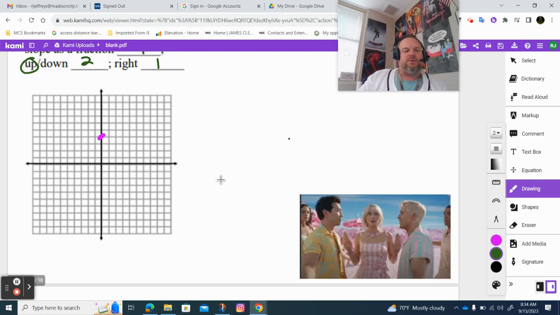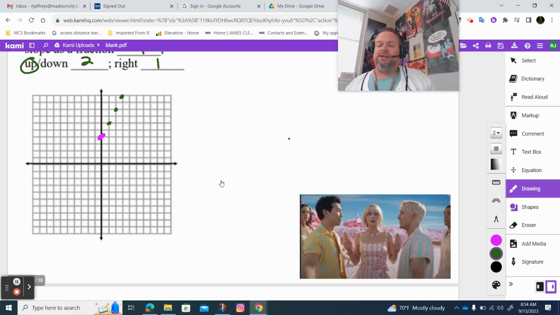So we go from here. I actually had students that would go back to the origin and then do the slope. That was very interesting one time. But we go from here. We go to the right one. We go up two. One, two. Make a point. You can also keep going. Go over one, up two, make a point. Over one, up two, make a point. All right. So, that's our slope.